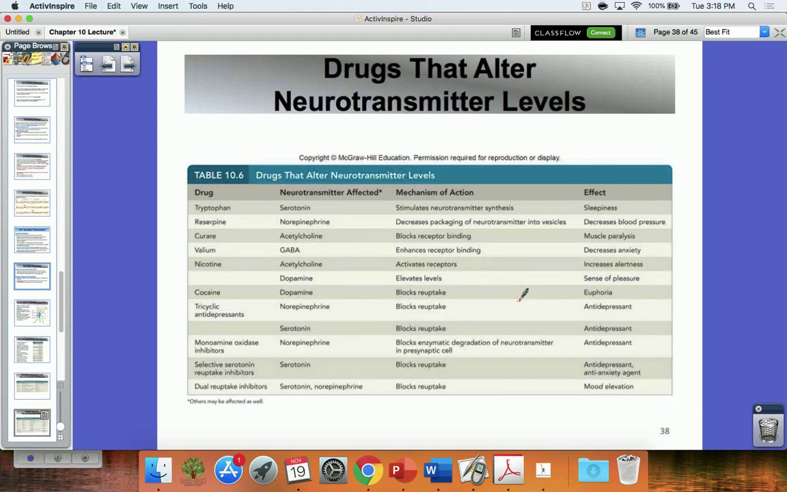Also, drugs are going to alter neurotransmitter levels. For instance, cocaine. It affects dopamine and blocks the reuptake of it. And so you have a sense of euphoria. Nicotine affects two, acetylcholine and dopamine, and it can increase alertness and this sense of pleasure.